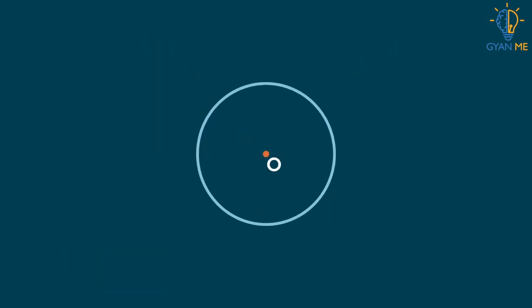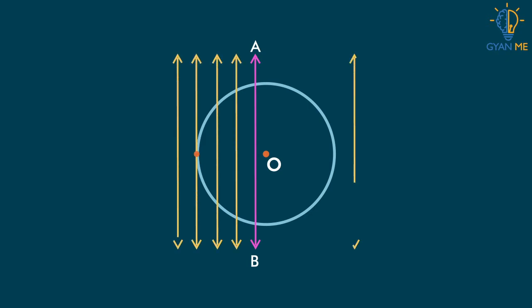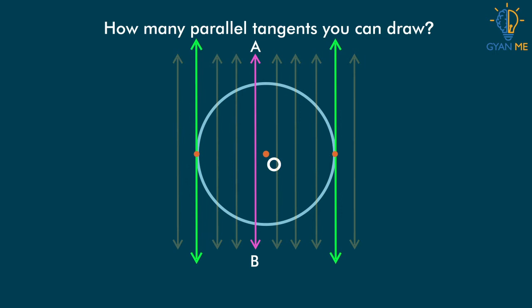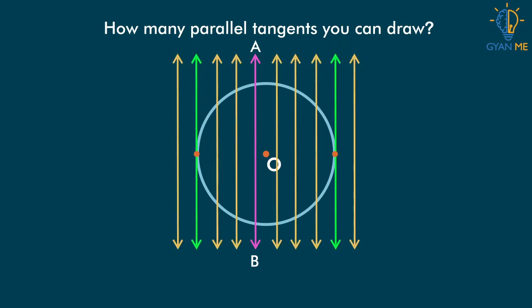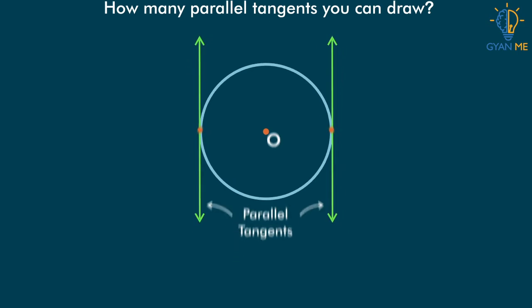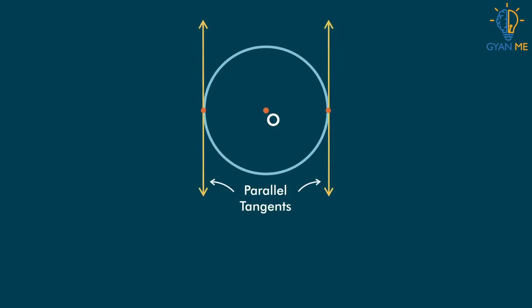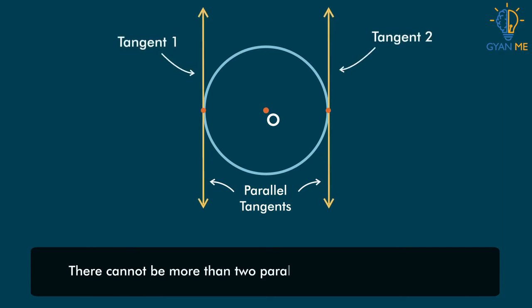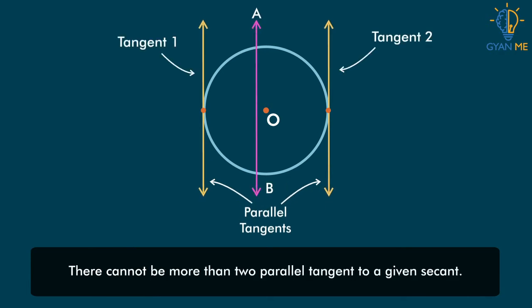Again, take a secant AB, and now how many parallel tangents to this secant are possible? That is, how many parallel tangents can you draw? You see that there are only two parallel tangents to a given secant. Thus, remember students, this is the second property of tangent, that there cannot be more than two parallel tangents to a given secant. Now let us prove this property with a theorem.